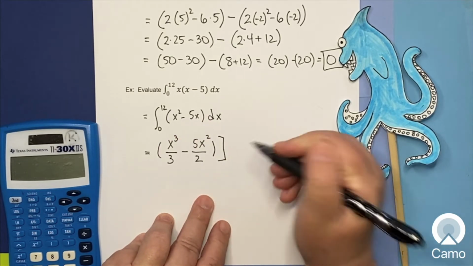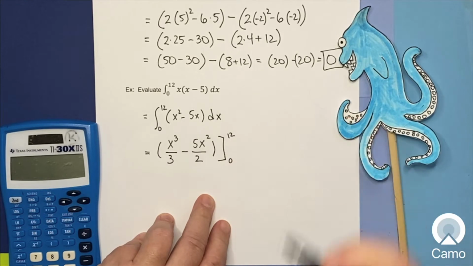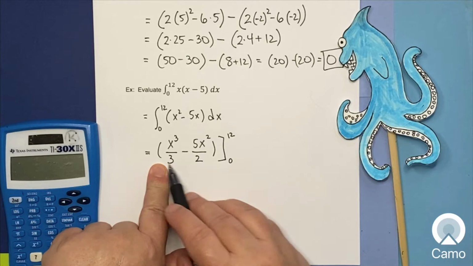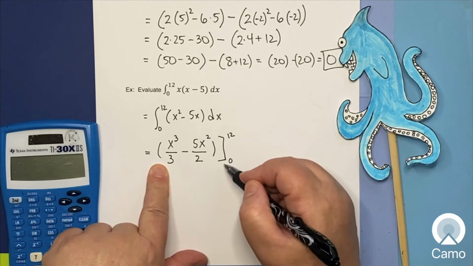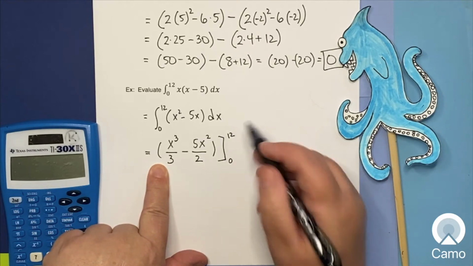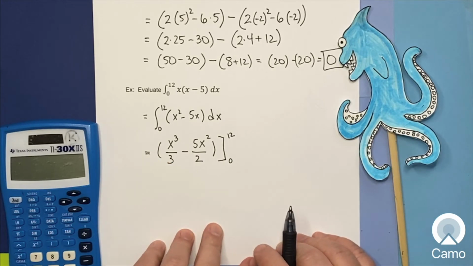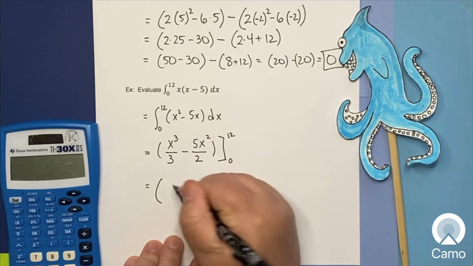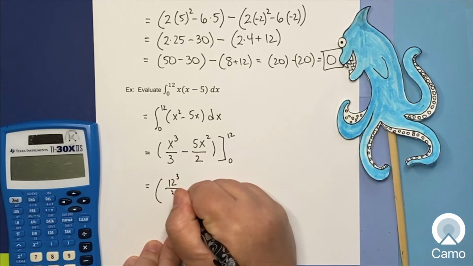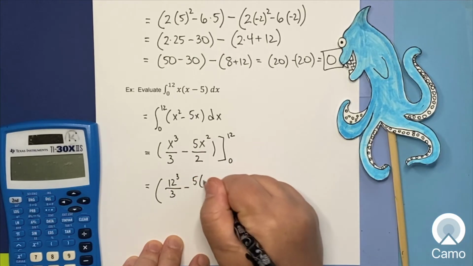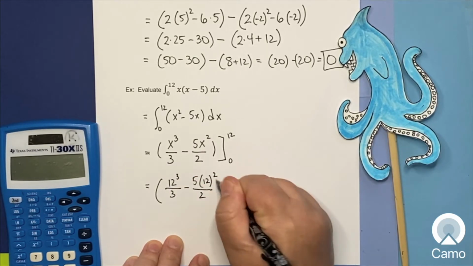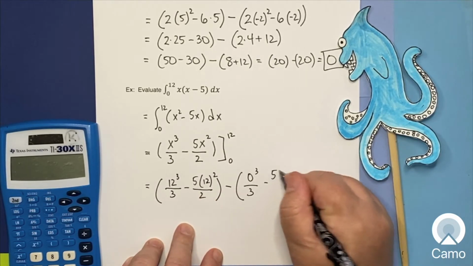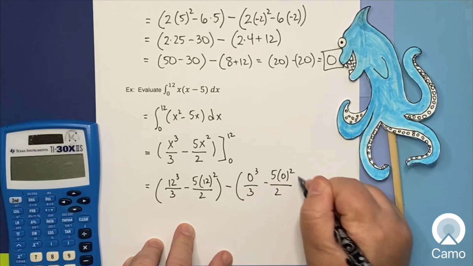I'm going to put parentheses here and then a 0 to 12. Now, to be honest, not everyone includes these parentheses, so you might see just the expression, in this case the polynomial, and then this little side bracket with the 0 and the 12. So now we need to evaluate this at both values. So I've got 12 cubed over 3 minus 5 times 12 squared over 2, minus 0 cubed over 3 minus 5 times 0 squared over 2.